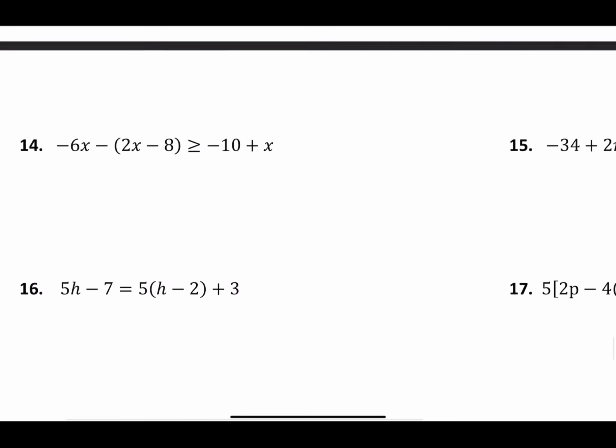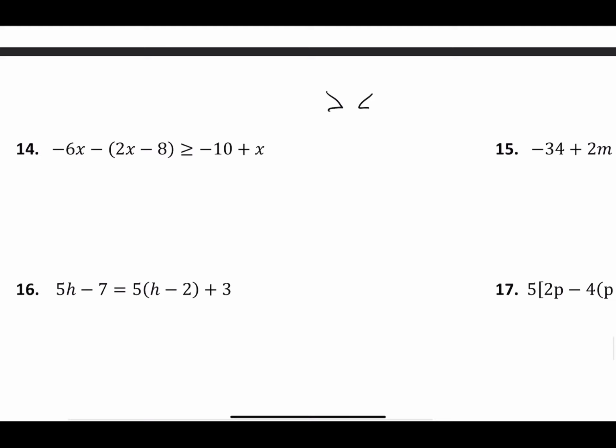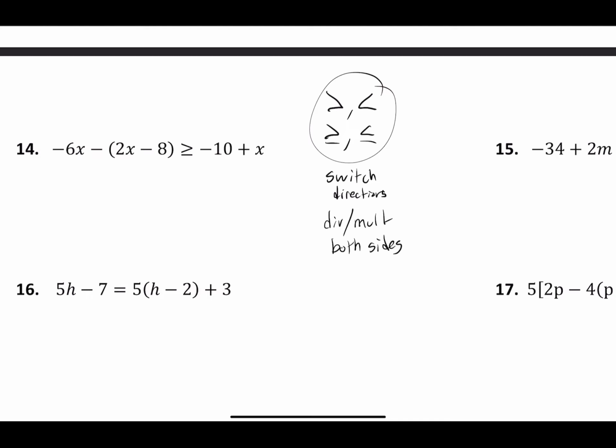The only thing to keep in mind with inequalities, either less than, less than or equal to, greater than, greater than or equal to, is when do these things switch directions? At any point you divide or multiply both sides of the inequality by a negative. It's the only thing to keep in mind. If at any point you do that, you have to switch the direction of the inequality. And maybe we'll see that here.